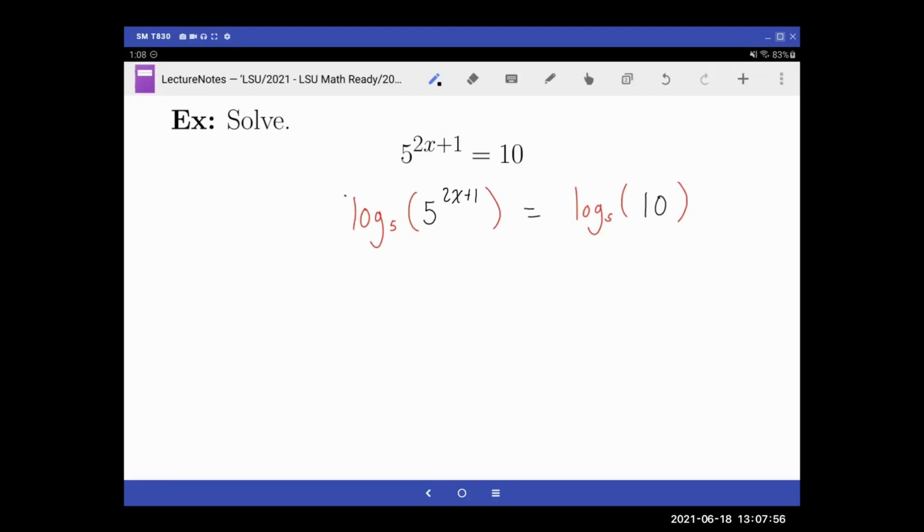If I do that on the left side, it's going to cancel out nicely to leave me with 2x plus 1. On the right side, this is a value. Let me use the change of base formula to rewrite that. The change of base formula says, if you don't remember, it's the natural log, or log base anything, of the inside of the function number over the natural log of the base.